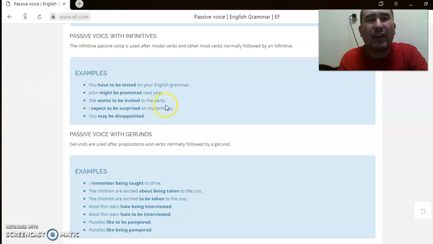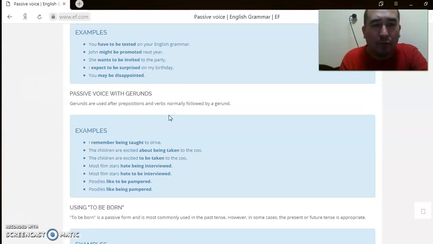She wants to be invited to his party. U ziyofatga taklif qilinishni xohlaydi. Want to do, passive form, want to be done. I expect to be surprised on my birthday. Expect to do, passive form, expect to be done. Men tug'ilgan kunimda surpriz qilishimni kutaman. You may be disappointed. Sen xafa bo'lishing mumkin.